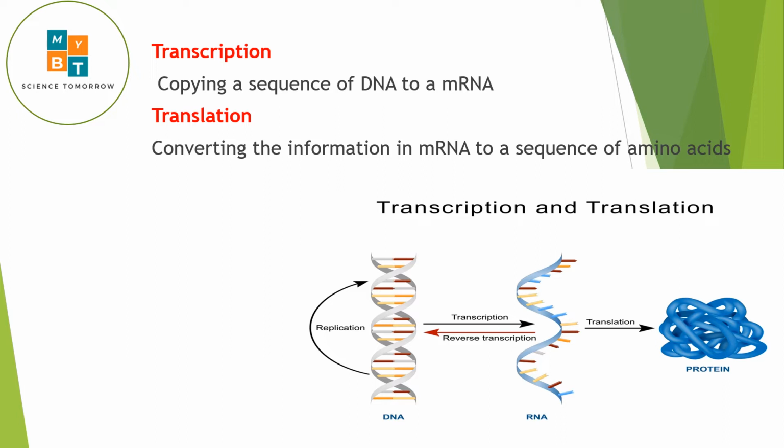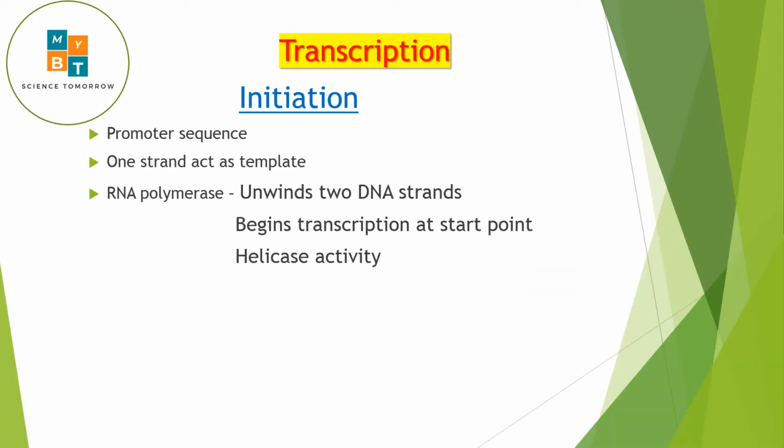Now we will discuss this with a description. The transcription process you can divide into three parts: initiation, elongation, and termination. In initiation, you have something called the promoter sequence. In the DNA, you have a specific sequence called the promoter sequence. From that place, you start the mRNA synthesis, that is transcription, for protein synthesis.